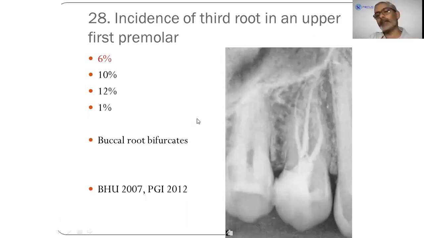And when there is 3 canals in a premolar, it's very rare. Only 6% of premolars have this 3 canals. Which is the root which bifurcates? It will be the buccal root. Always remember. It is similar to your maxillary first molar. The buccal root will be having 2 canals. Palatal root will be single. Always remember that.